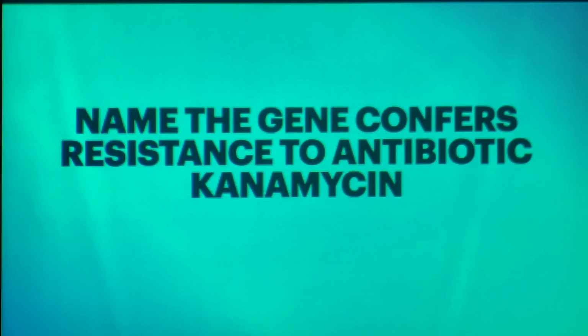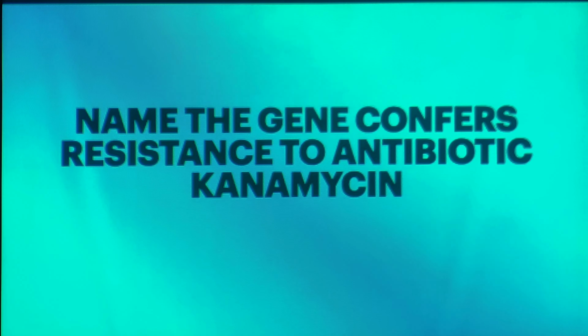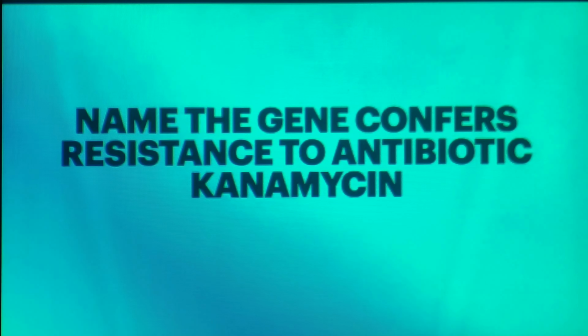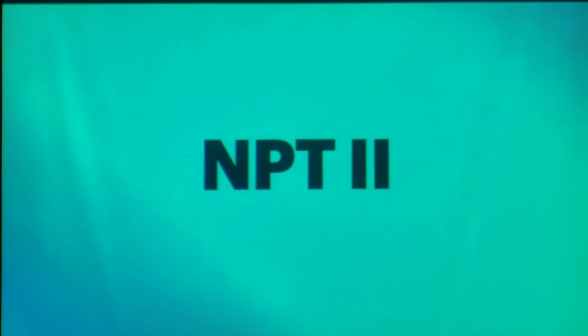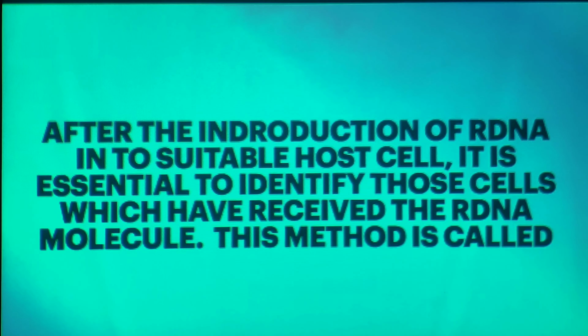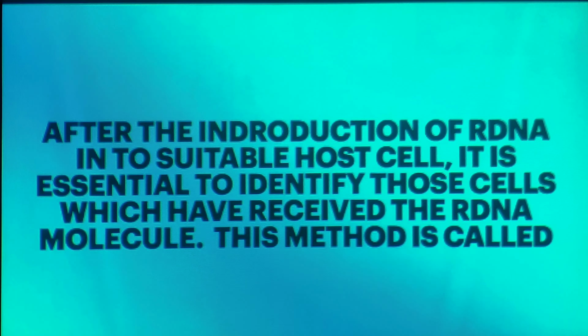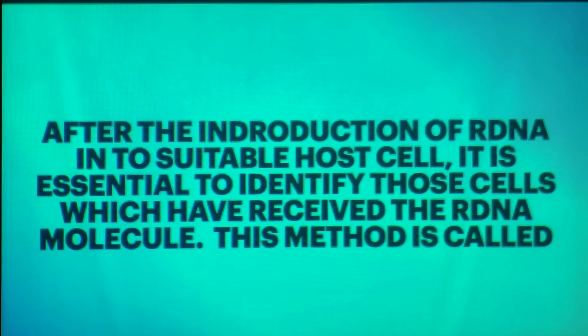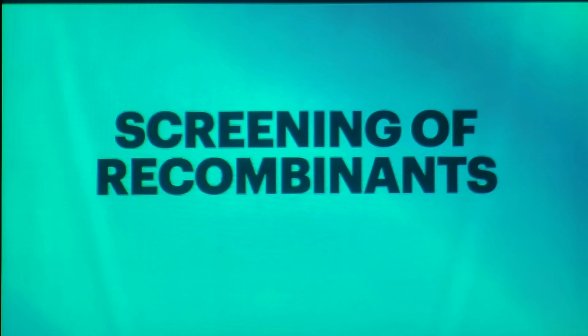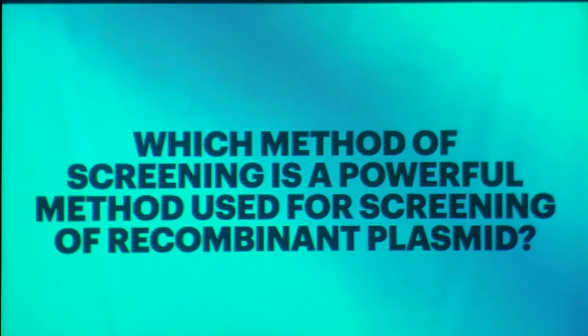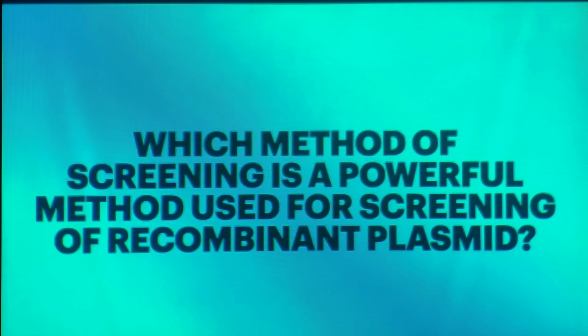Agrobacterium tumefaciens. Name the gene that confers resistance to antibiotic kanamycin. NPT2. After the introduction of rDNA into a suitable host cell, it is essential to identify those cells which have received the rDNA molecule. This method is called screening of recombinants. Which method of screening is a powerful method used for screening of recombinant plasmids?